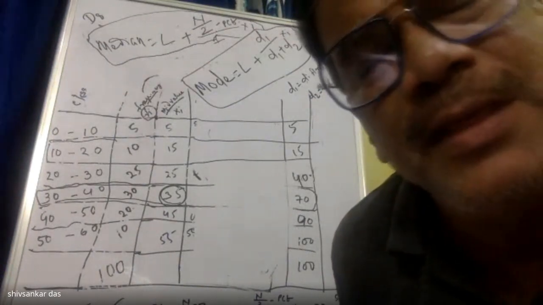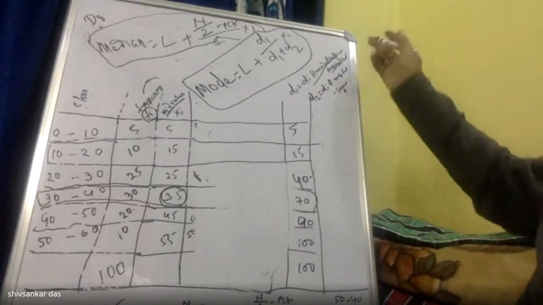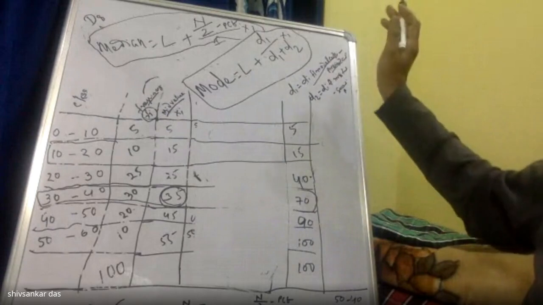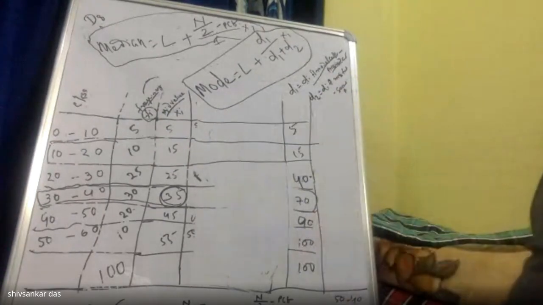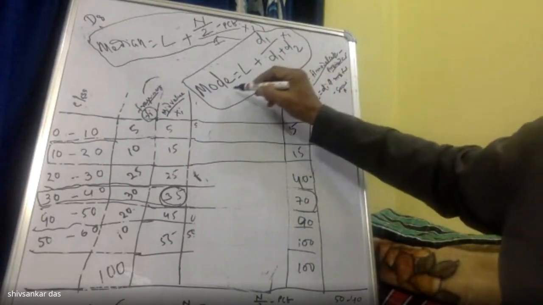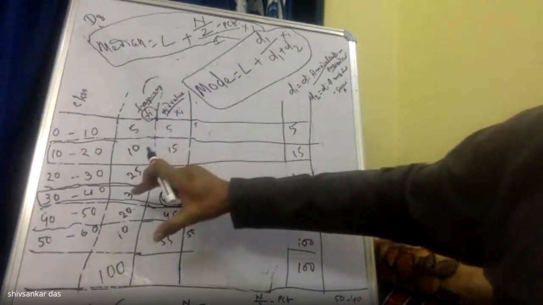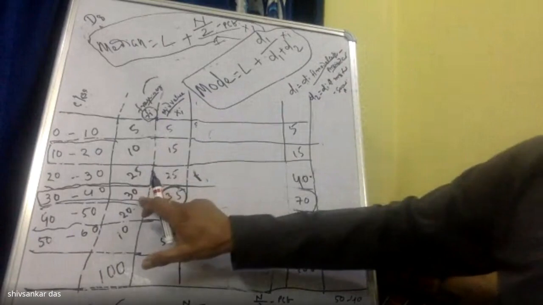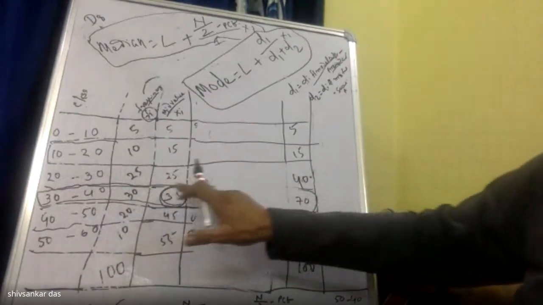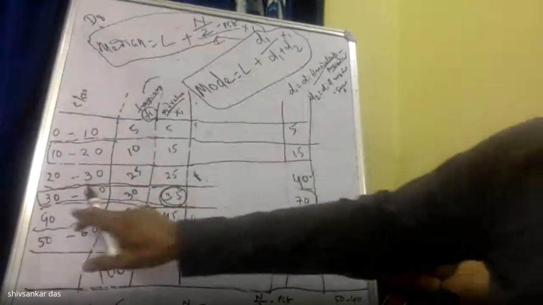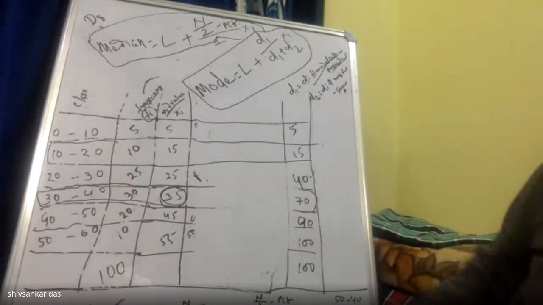Did you write the formula? Yes, sir. Previous frequency minus... okay. So here the mode, which is the modal class, has the highest frequency, 30. So this is the modal class. Lower limit of the modal class is 30.